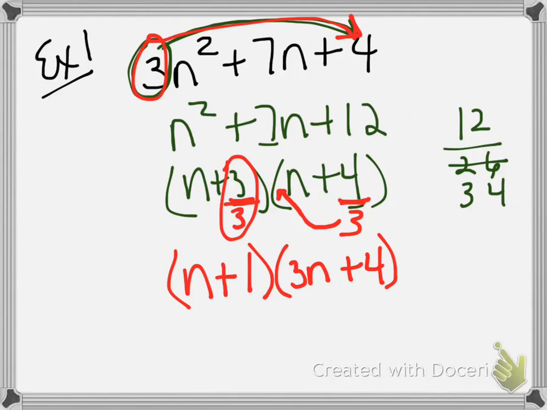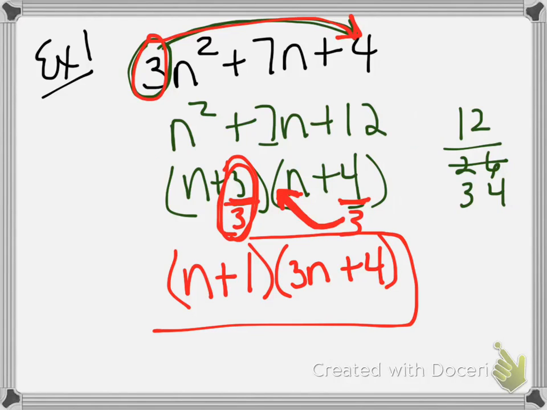So what we call this is a squeeze. So we simplify or we squeeze. So 3 divided by 3 simplified to 1. 4 divided by 3 did not simplify, so we squeezed the 3 over here, and these are my two factors.